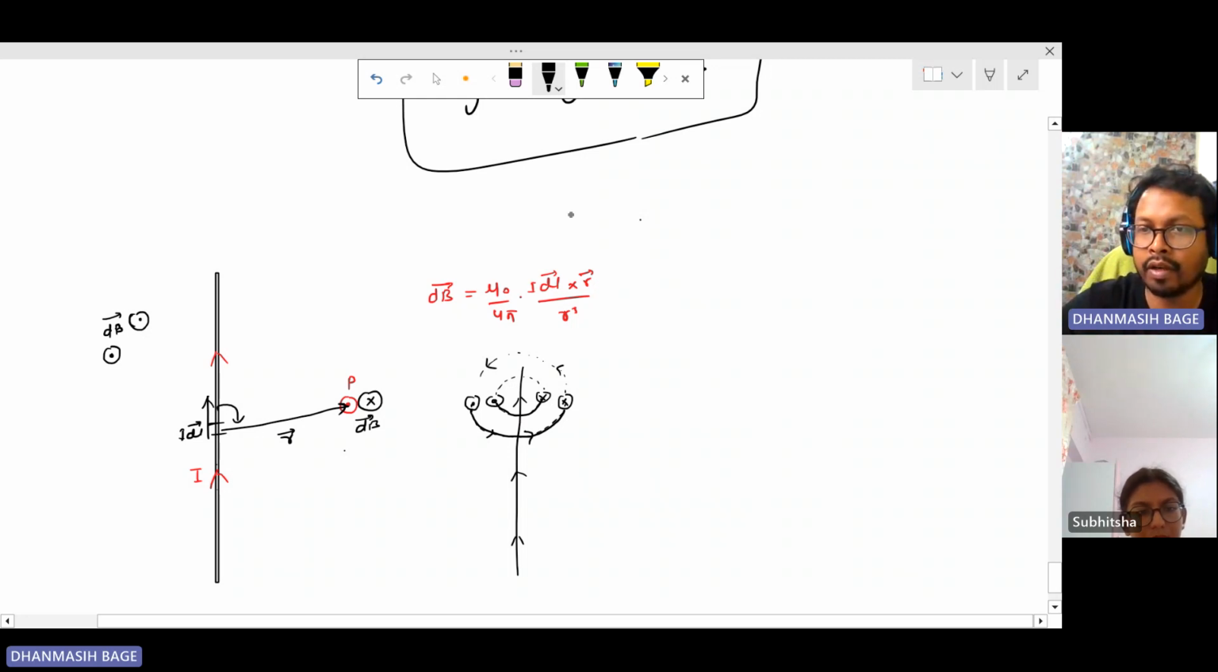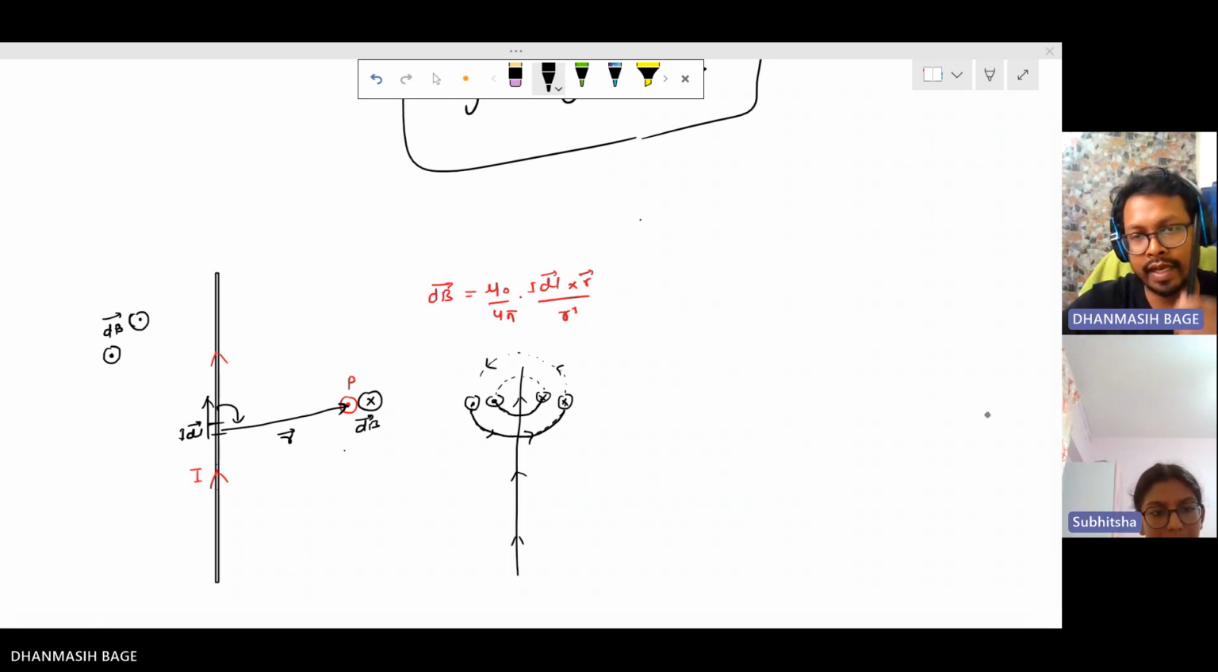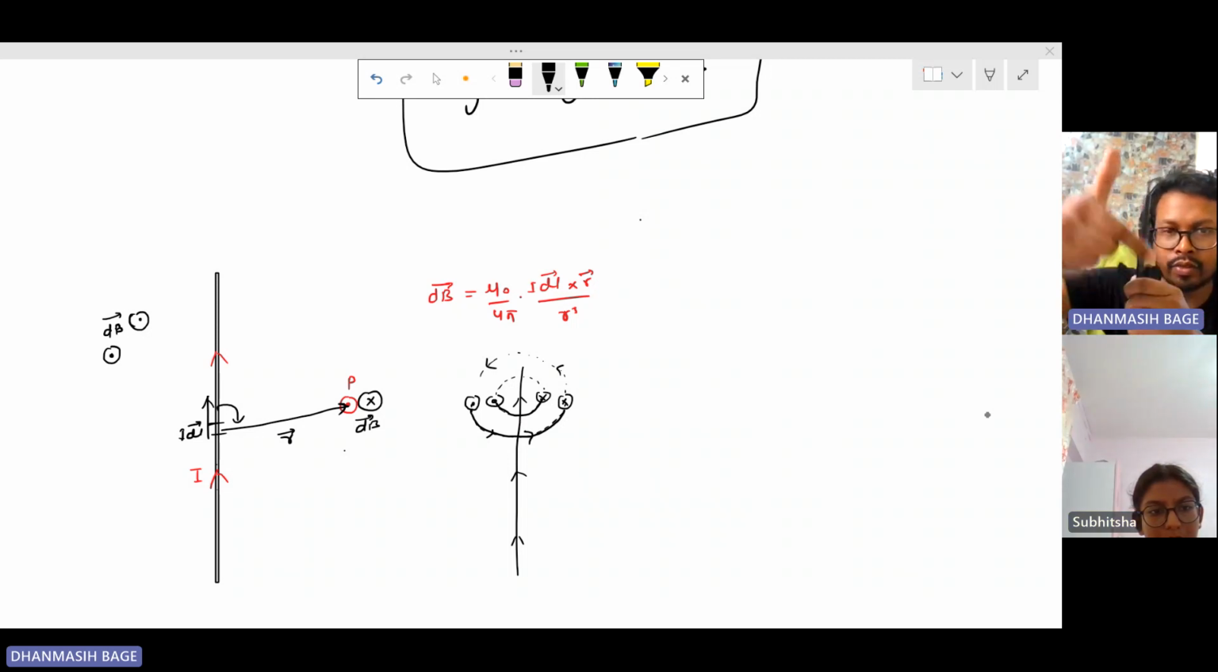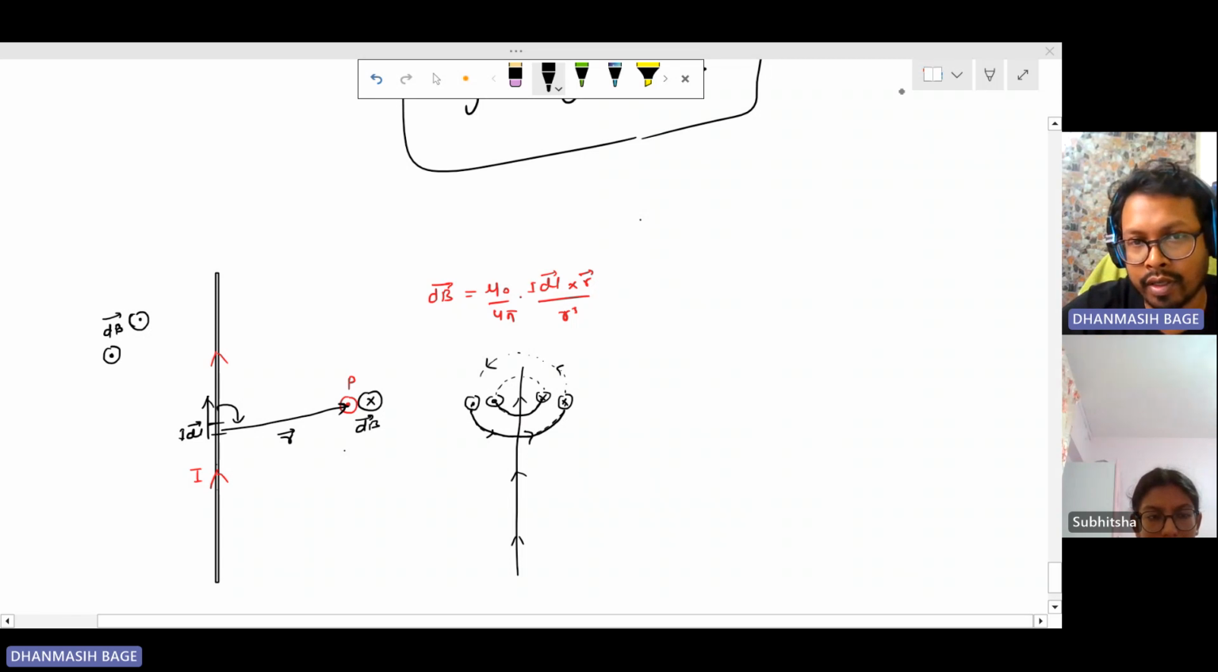Curling of the fingers, right? Straight current carrying conductor, and you're holding the fingers like this. So it is circled like this. If you curl your fingers, on this side your fingers are coming out of the screen, and here it is going into the screen, right? Out of the screen, into the screen, something like this. So on one side out of the screen, one side into the screen.